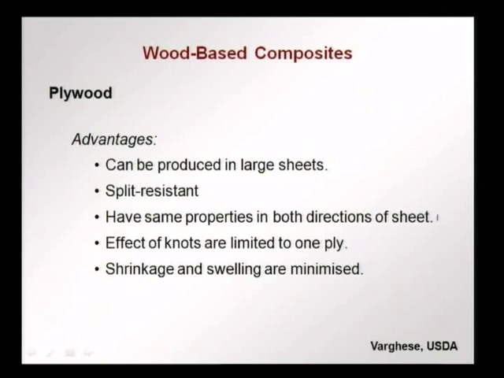And as we saw before, because the veneers are placed at right angles to each other in terms of the fiber directions, you can have the same properties in both directions of the sheet. And if at all there are knots, in the previous part of this lecture we looked at the effect of knots. If at all there is a knot, it is limited to only one veneer or ply. The knot does not run through. So you do not have the possibility of a knot dropping out of a sheet of plywood that could possibly happen in the case of timber.